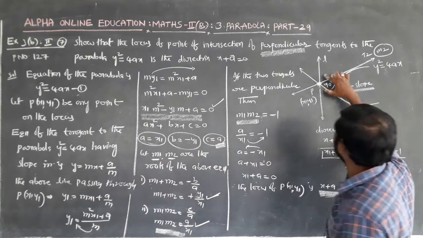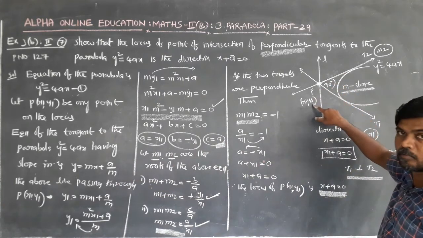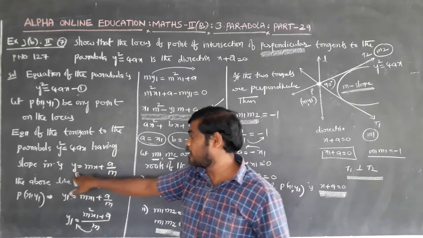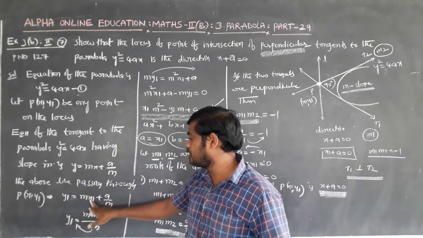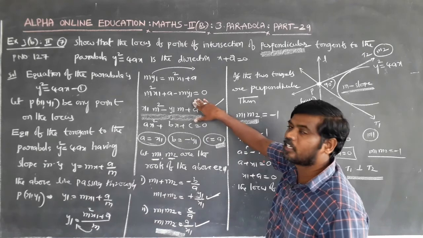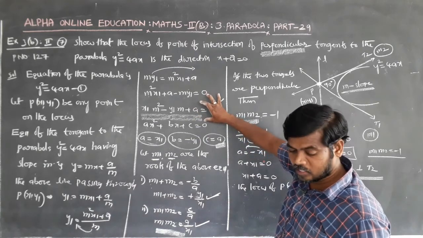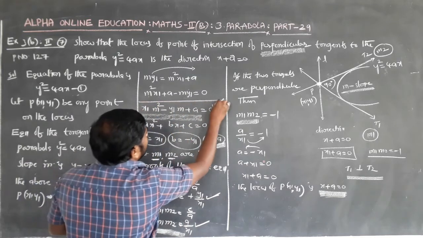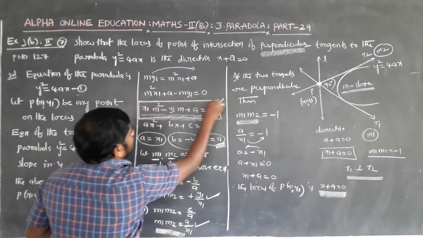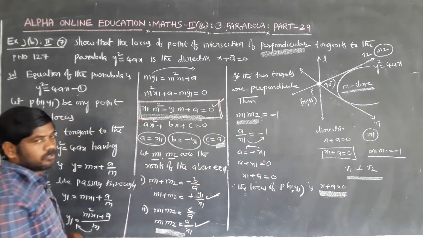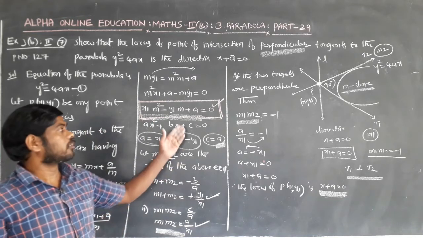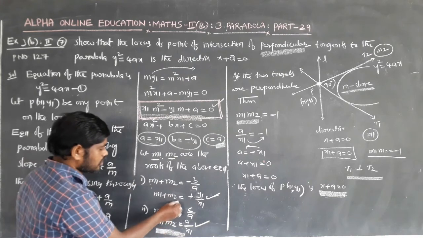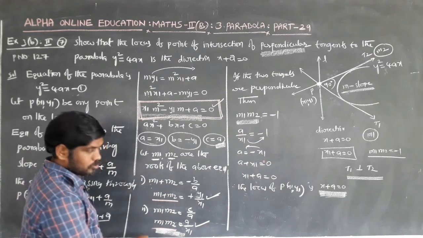Here the two lines are passing through the point P(x1, y1). The point P lies on the line. So substitute y is equal to y1, x is equal to x1, and simplify. This is a quadratic equation in m. Let m1, m2 be the roots of the above equation. Find the sum of the roots and the product of the roots.